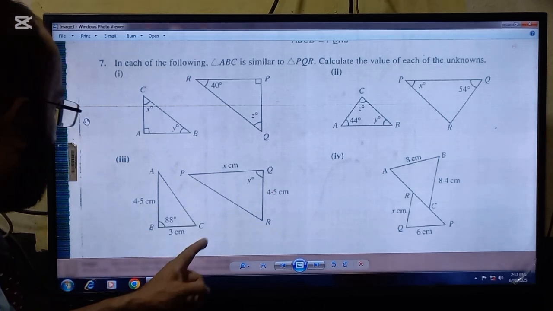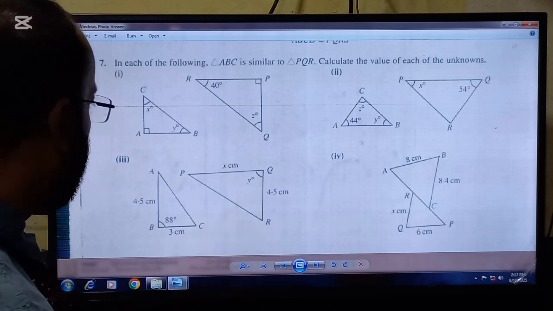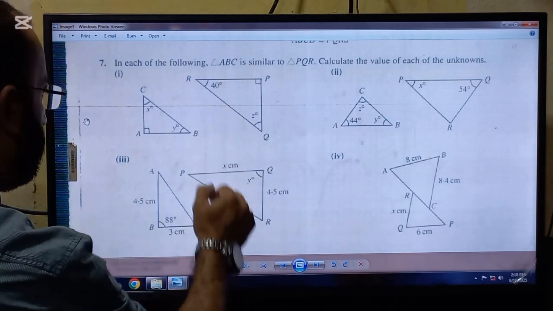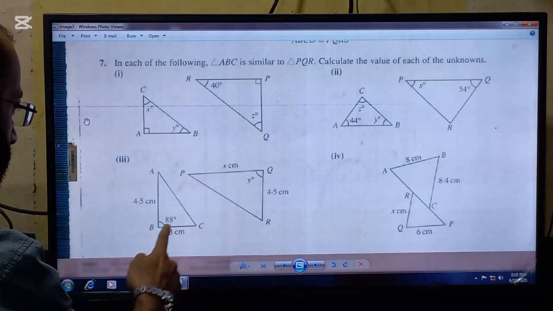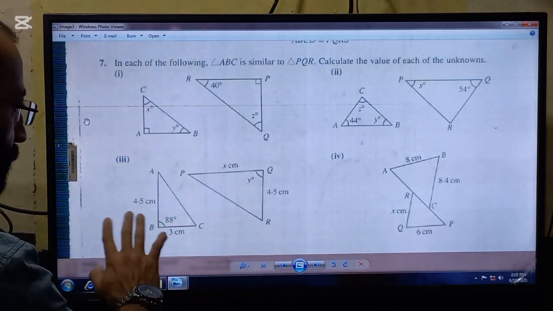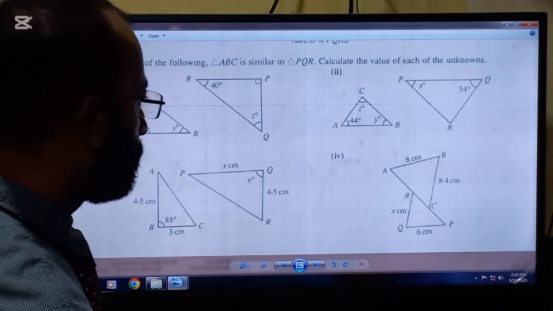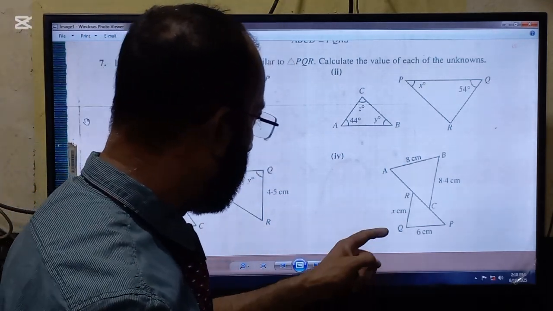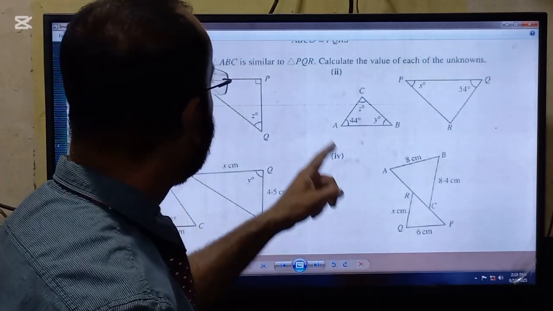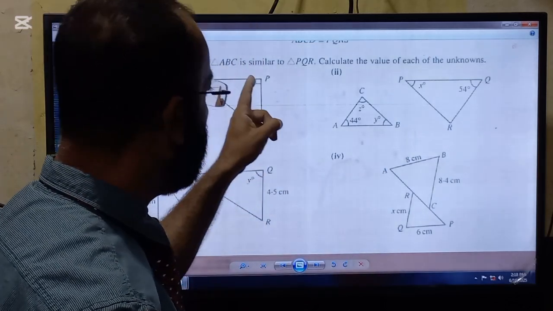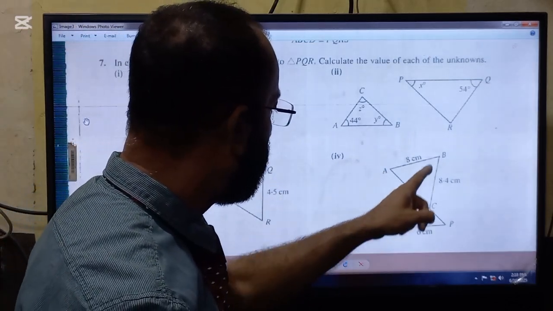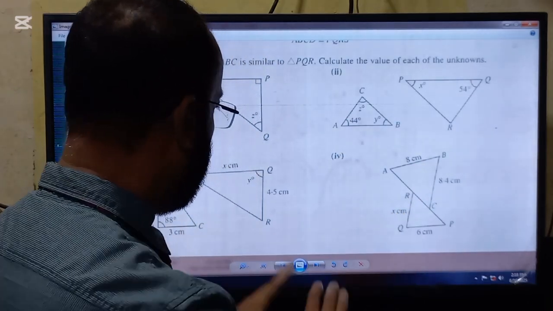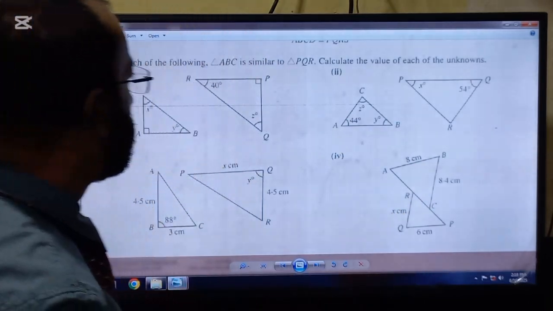The next thing which is missing in the figure is Y. So Y is at Q. So Q is corresponding to B. So Y is equal to 88 degrees. So this figure is also done. In this figure, QR is corresponding to BC, so X is equal to 8.4 centimeters. So these are the solutions.